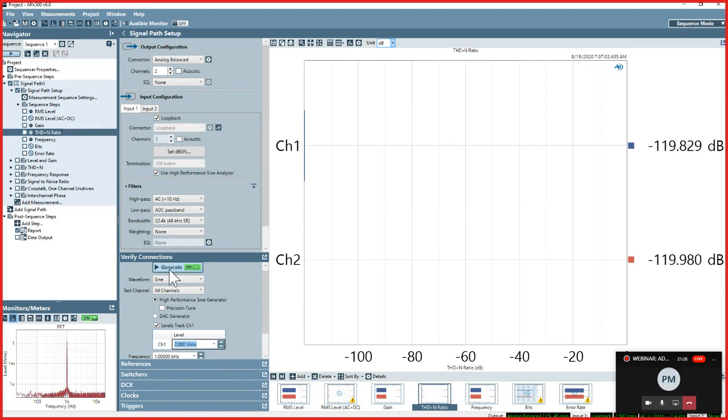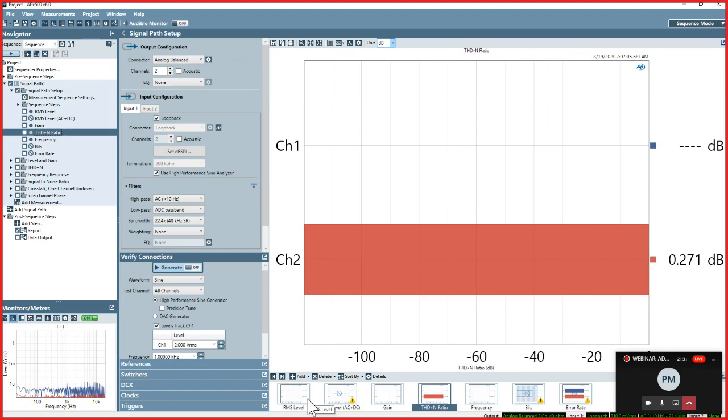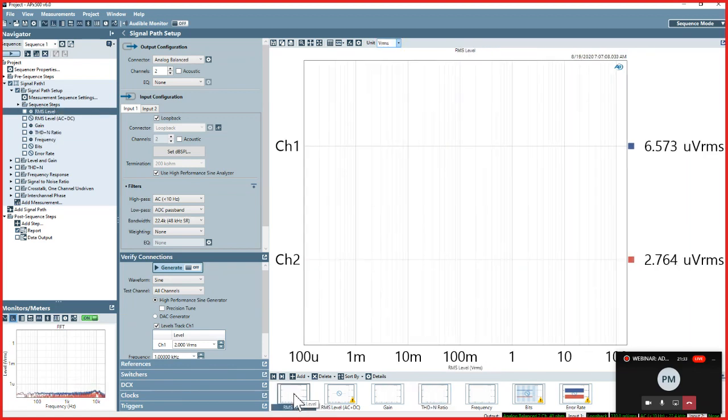If I turn the generator on, turn the generator off, this one's a little bit trickier. I'm just going to unplug a couple cables for a moment.